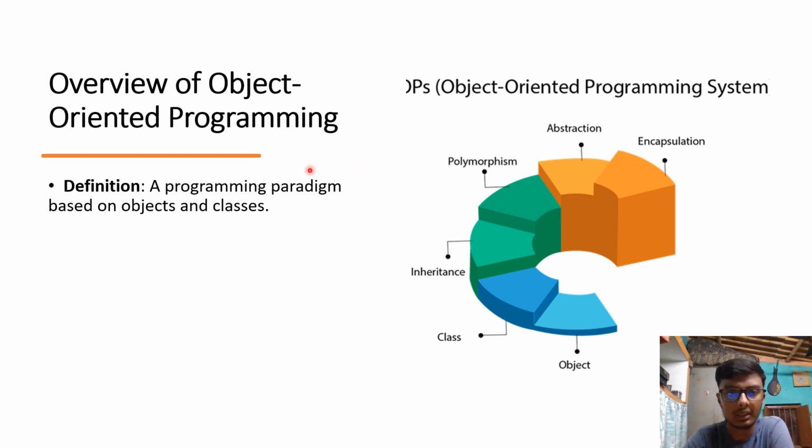So, in a simple way, object-oriented programming is a way of writing programs where we define objects and classes. Besides objects and classes, we have other concepts in object-oriented programming like encapsulation, abstraction, polymorphism, and inheritance. But in this presentation, we will look only at class and object in detail. So let's move on to the next slide.